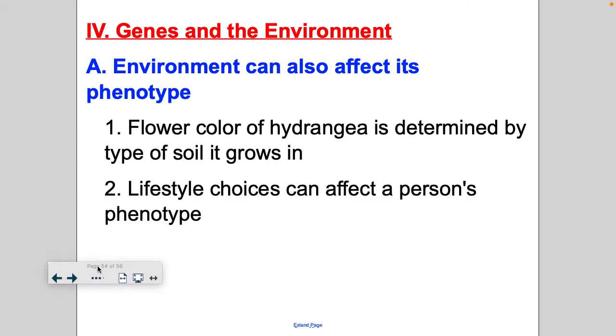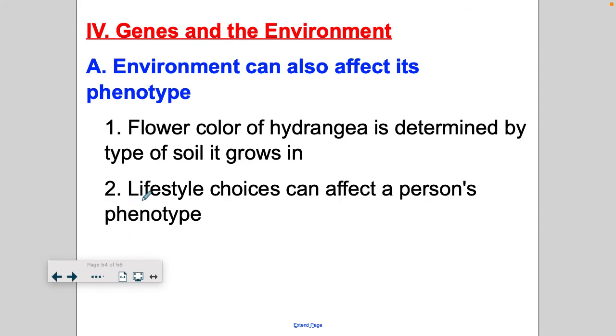Now your genes do interact with the environment, so your environment can affect its phenotype. Flower color in species of hydrangea are determined by the type of soil, whether or not it's acidic or basic. And so if it's acidic, I don't know what color it might be, but it might be one color versus another. Lifestyle choices can also affect a person's phenotype.